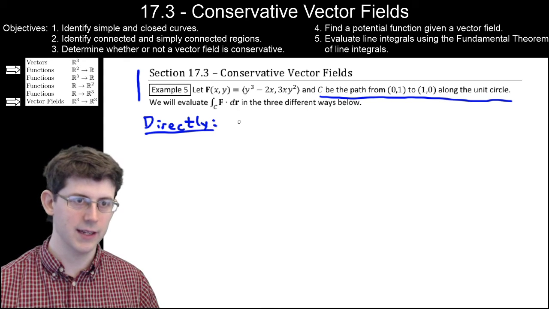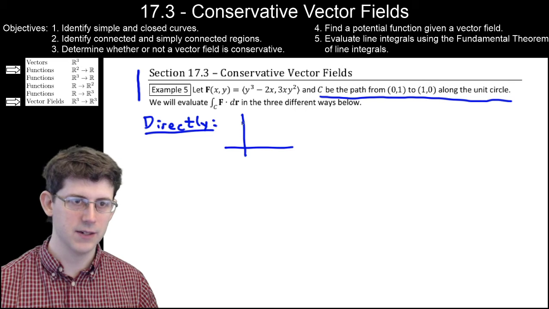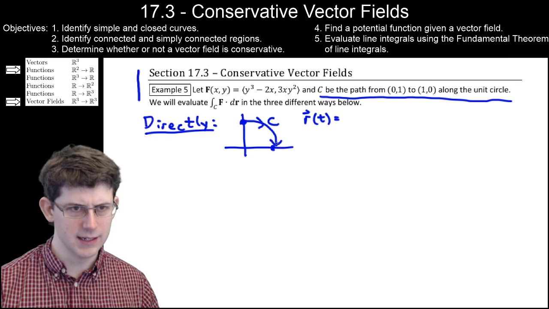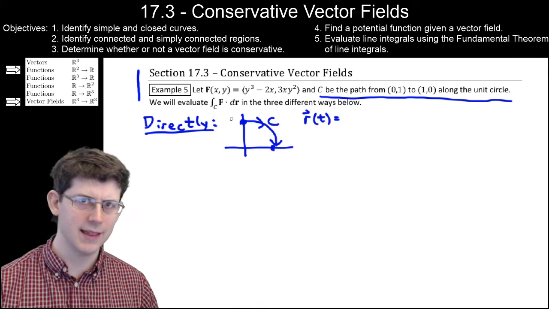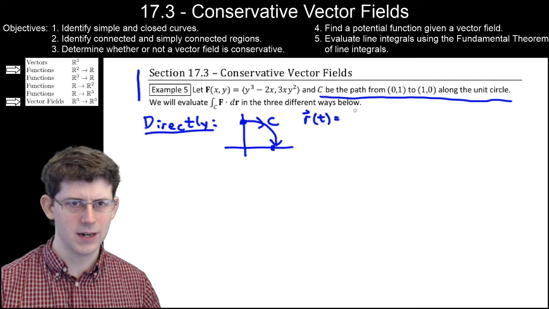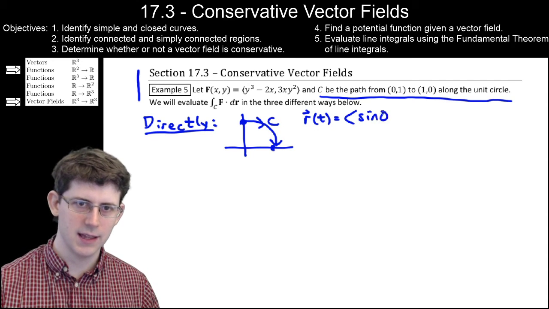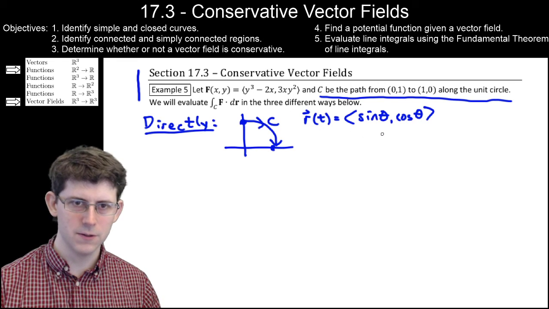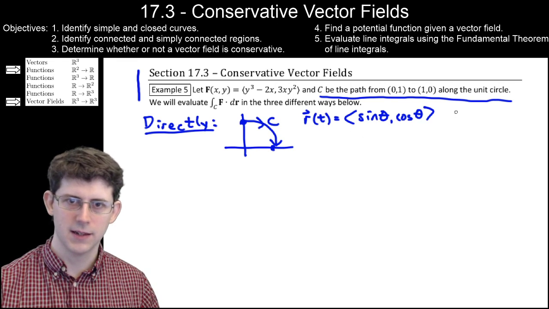So if we just do this directly, I'm going from (0, 1) to (1, 0) along the unit circle. This is my curve C. I can parameterize it by r of t is, well, I don't want cosine theta, sine theta, because then I'll go counterclockwise. So if I just switch them, does it work? Sine theta, cosine theta? Now at theta equals 0, I get (0, 1). And at theta equals pi over 2, I get (1, 0). Yeah, so this works. Theta here goes from 0 to pi over 2.